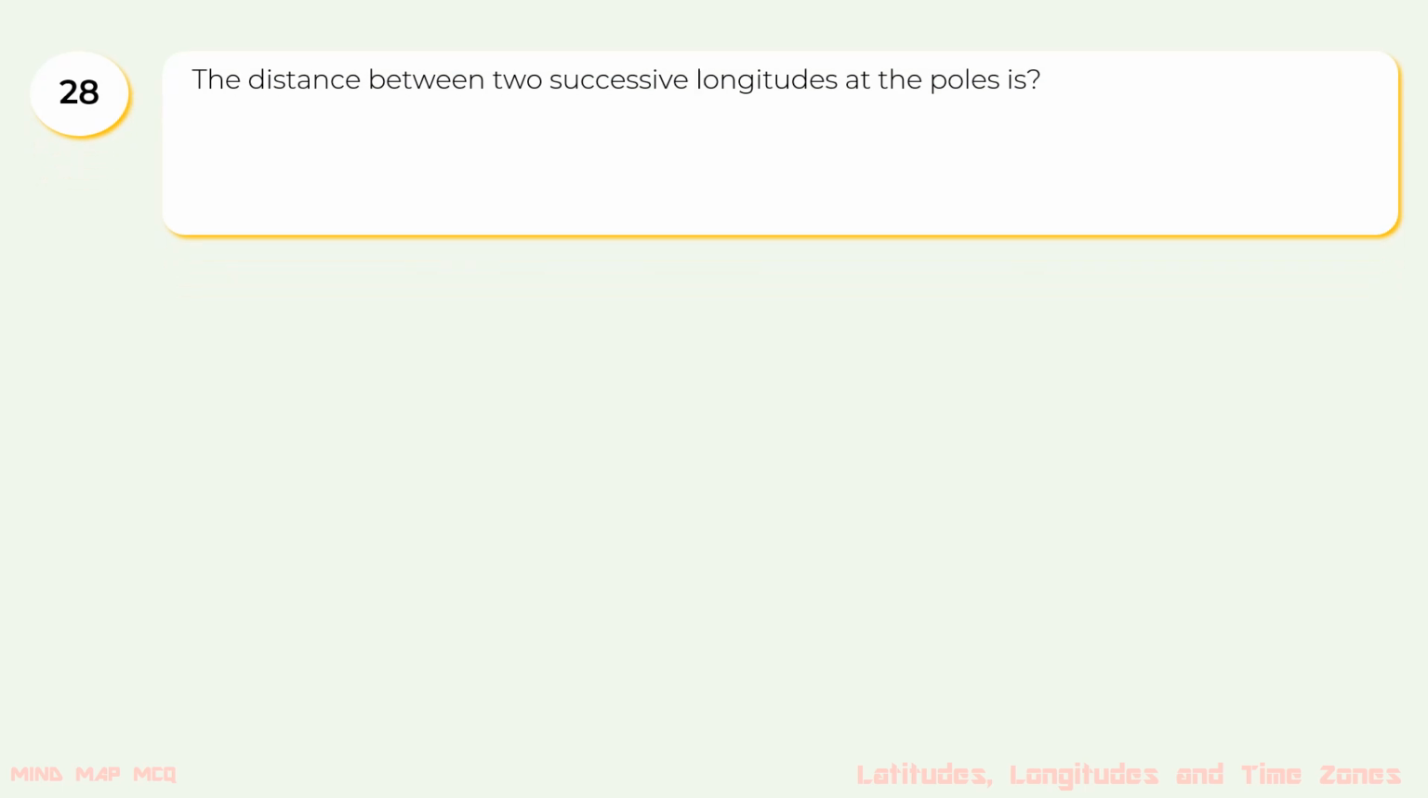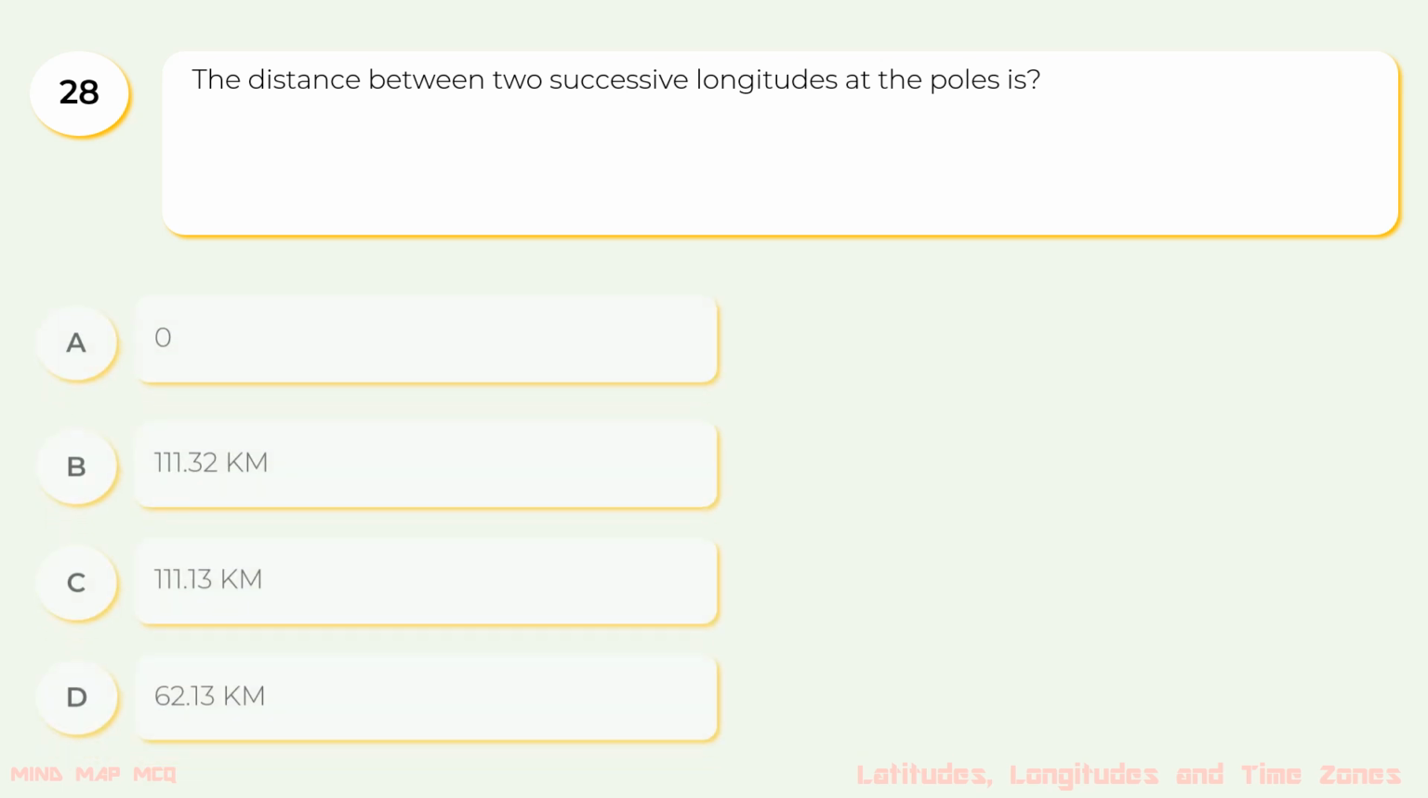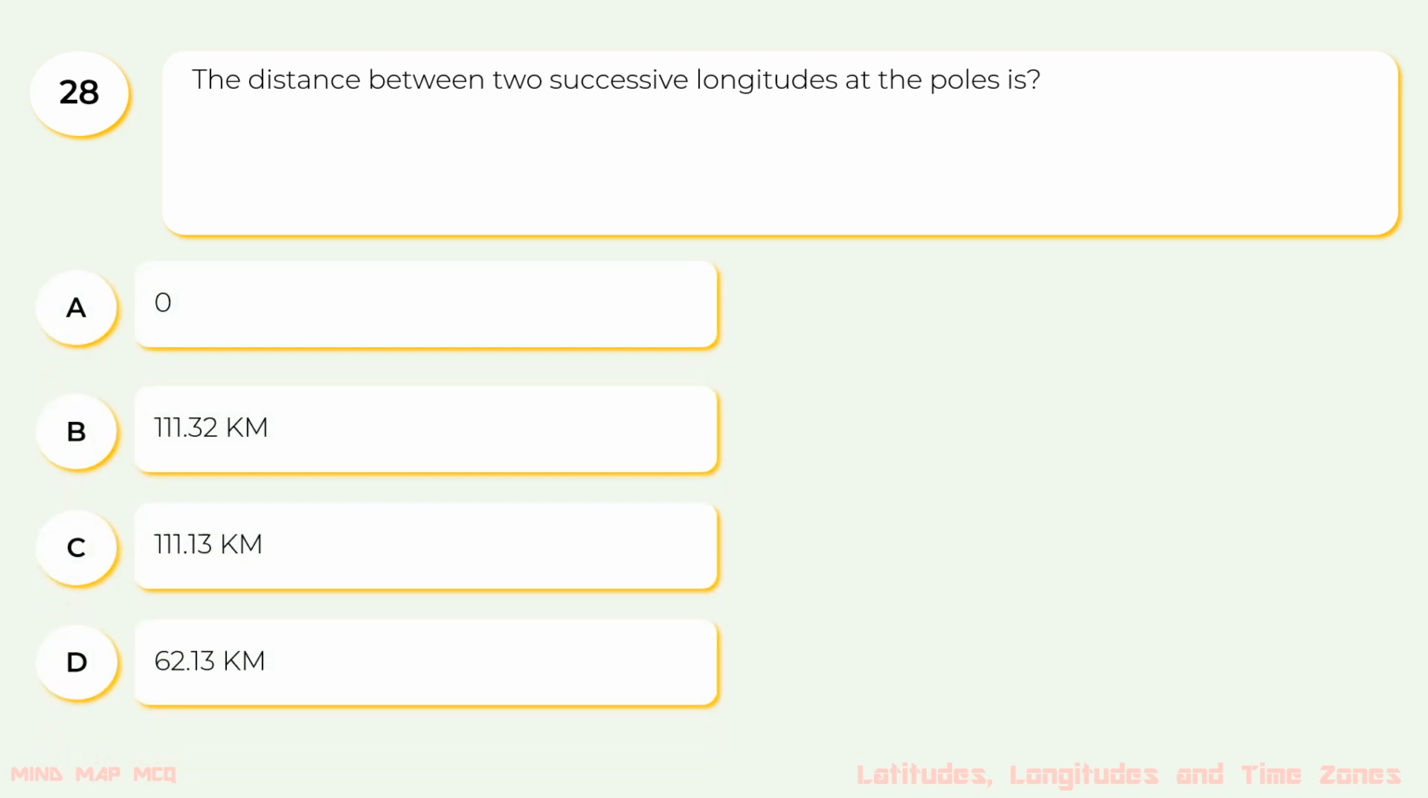28. The distance between two successive longitudes at the poles is A. 0, B. 111.32 kilometers, C. 111.13 kilometers, or D. 62.13 kilometers. The correct option is A.